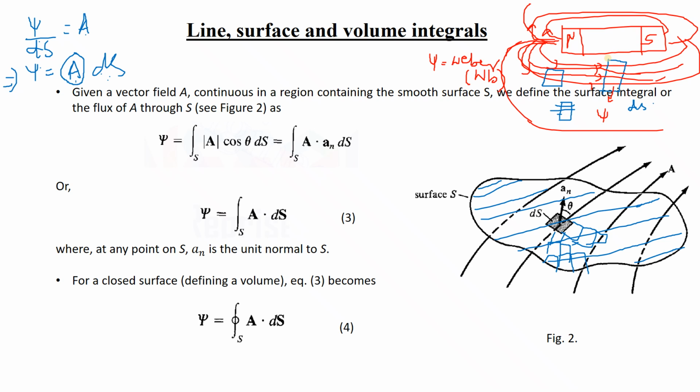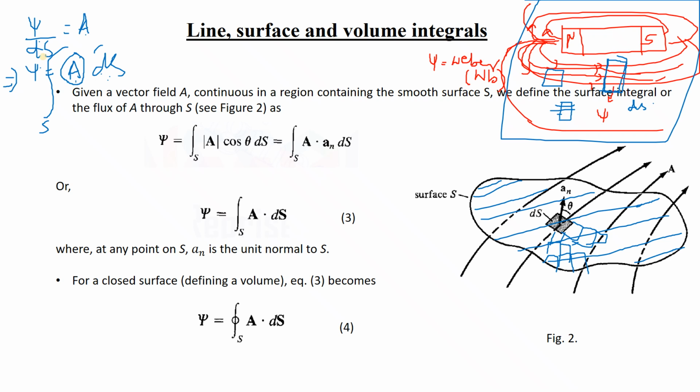But you can calculate different fluxes with respect to different areas. We will calculate different fluxes because this is flux density only for this area. What about the total area? That is integration. We call this surface integral.